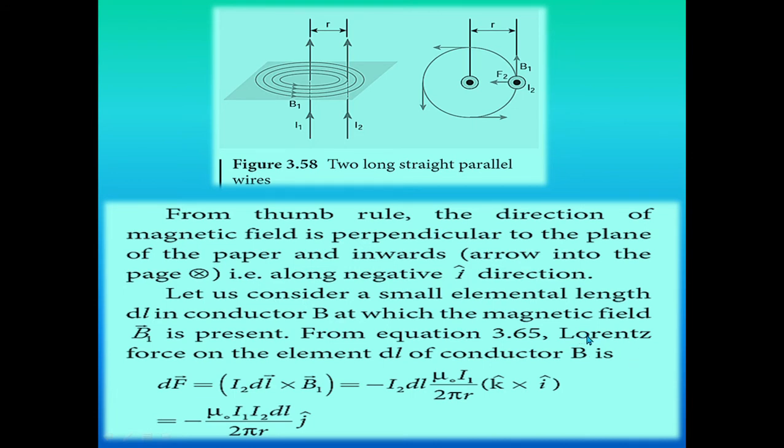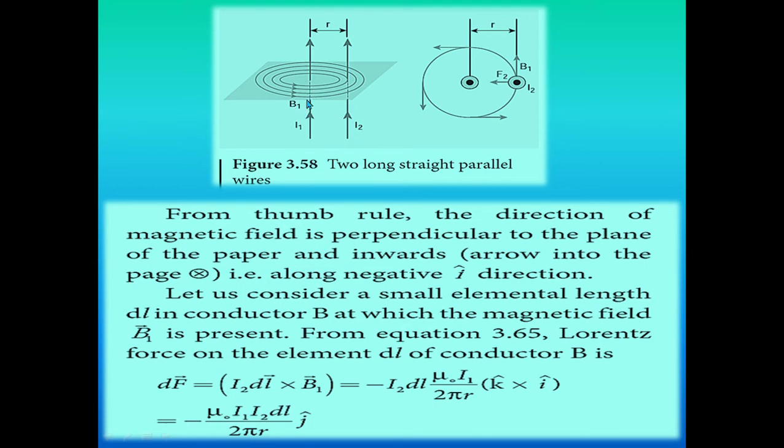What is the formula for the Lorentz force? F is equal to BIL. Already we know the formula for the Lorentz force, and here we should use it. dF vector is equal to I2 dl vector cross B1, because the magnetic field B1 acts on the current I2. So when the current I2 passes through conductor B, a magnetic force is produced, and this force acts on the conductor.